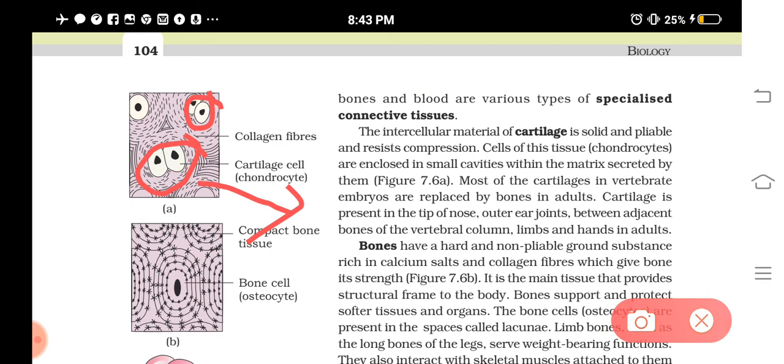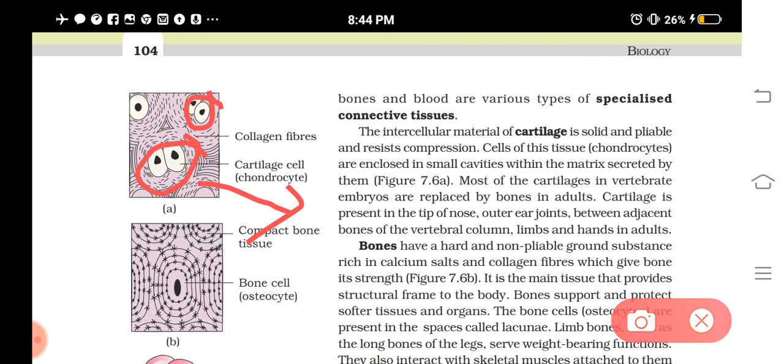And we can see cartilage in the tip of the nose, the ear, joints between adjacent bones of the vertebral column, limbs, hands, etc. in adults. Otherwise, in the embryonic stage, cartilage will be the major skeletal tissue. Okay. Then next is what?